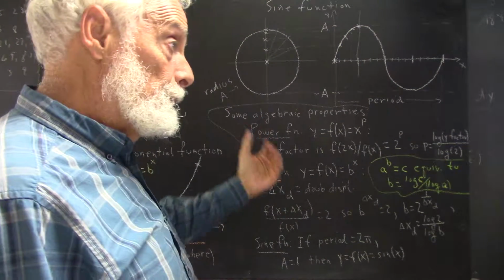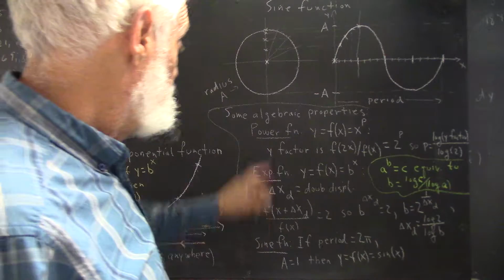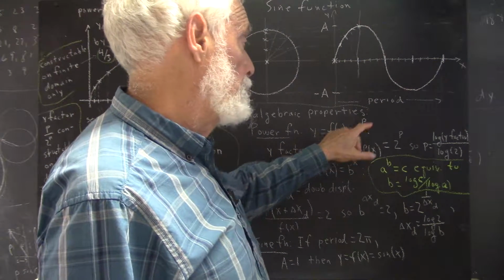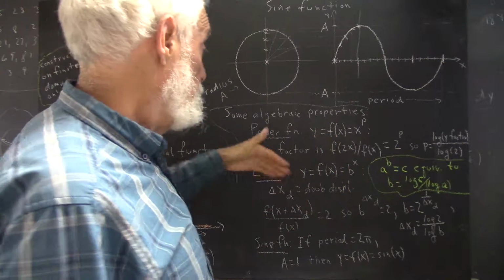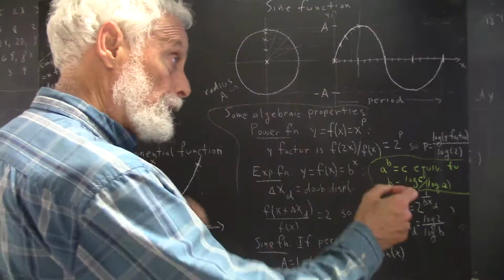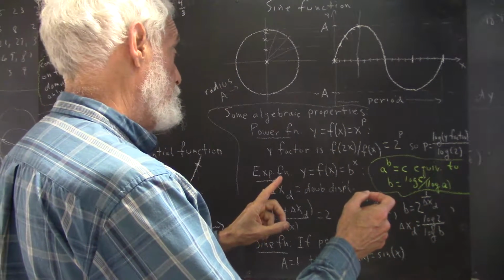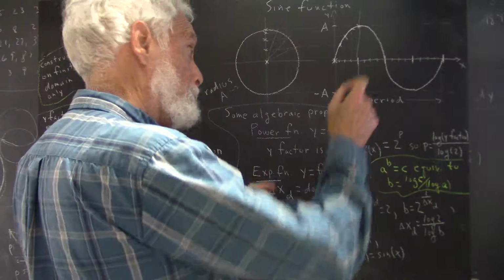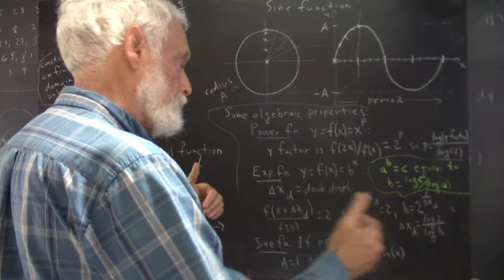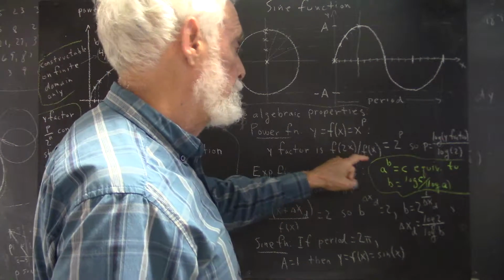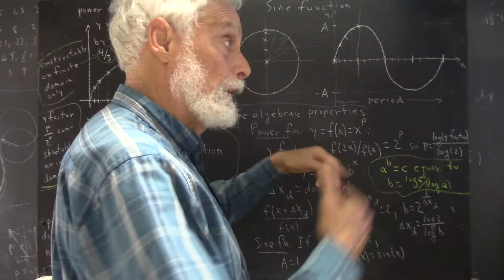Okay, some of the algebraic properties that connect with the geometric properties of these graphs. The power function is y equals f of x equals x to the p. Now, f of 2x is the value of your power function. It's twice as far from the origin as the point x, which means that the function has to increase by some y factor between these two, and the y factor is just this divided by this, because this is a ratio of the value at x and the value at 2x.